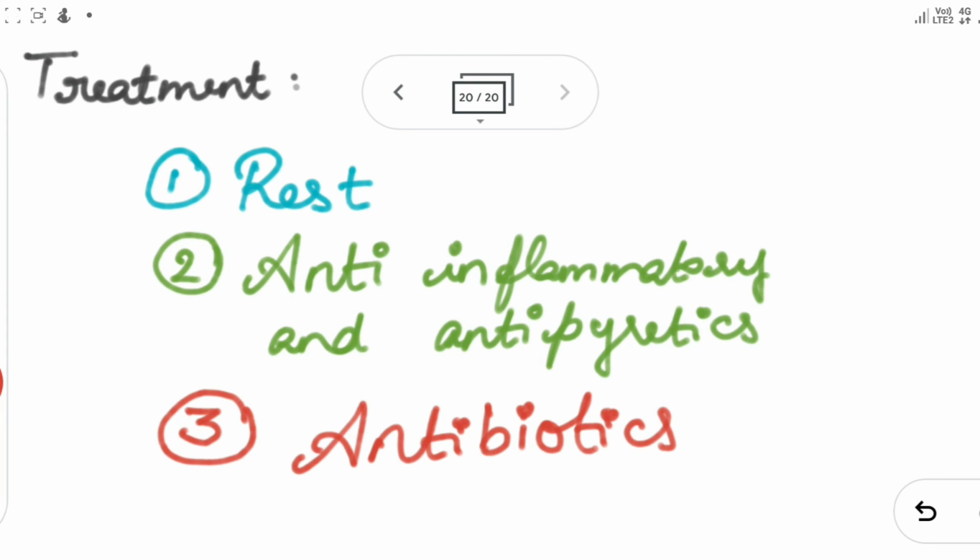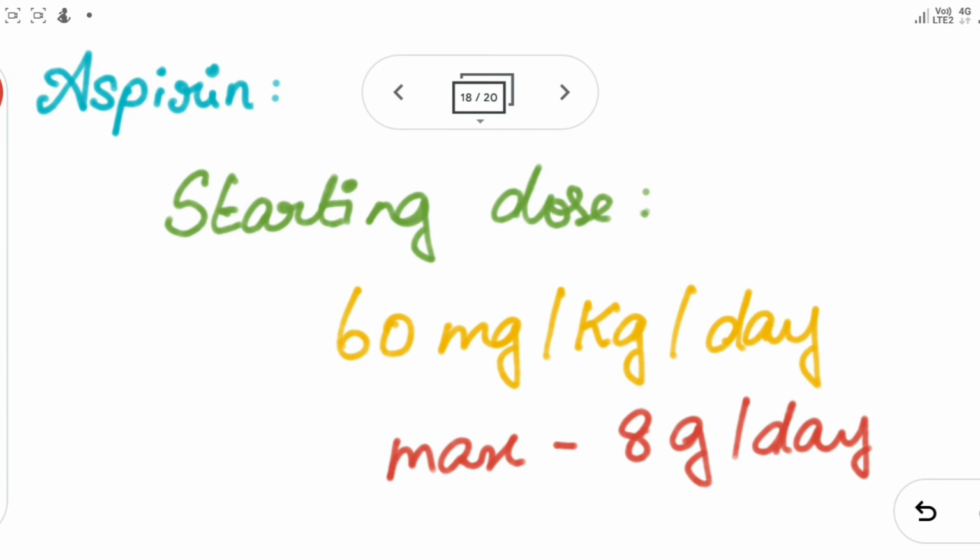Coming to treatment, the first one is rest, the second one is anti-inflammatory and antipyretics, and the third one is antibiotics. The major anti-inflammatory drugs used in the treatment of rheumatic fever are aspirin and steroids.